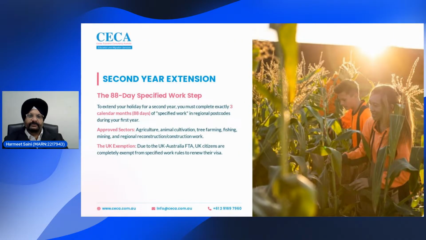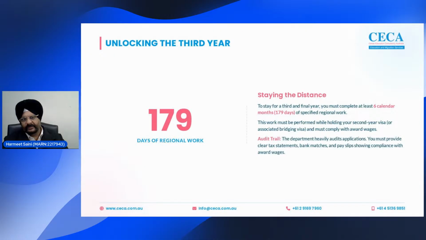If you want to go for the third year of extension, you must meet at least 6 months of work requirements in that particular occupation, which is about 179 days per calendar year.